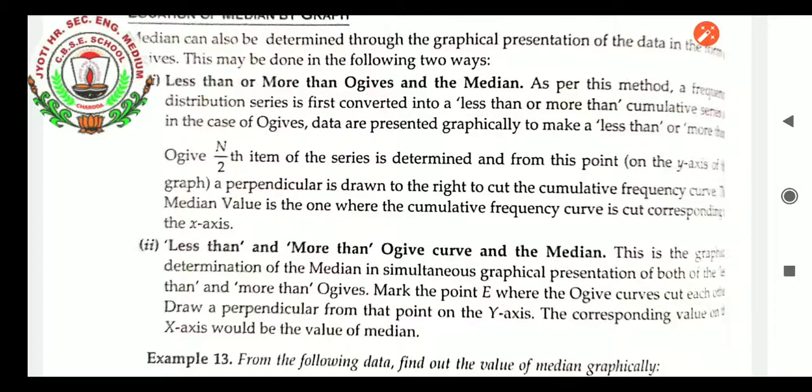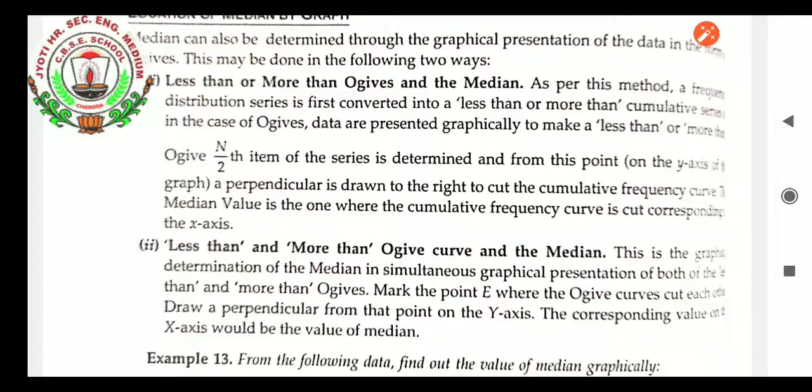In the case of ogives, data are presented graphically to make a less than or more than ogive, and the median item of the series is determined from this point. On the y-axis of the graph, a perpendicular is drawn to the right to cut the cumulative frequency curve. The median value is the one corresponding on the x-axis where the cumulative frequency curve is cut. Less than or more than ogive curve and the median when we are calculating.